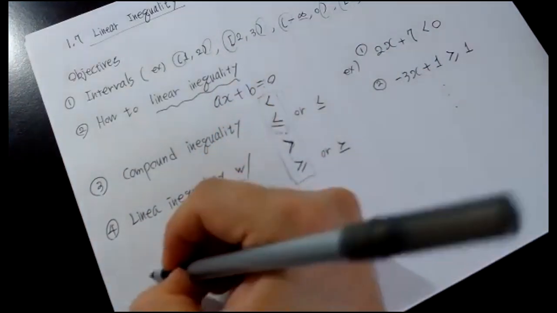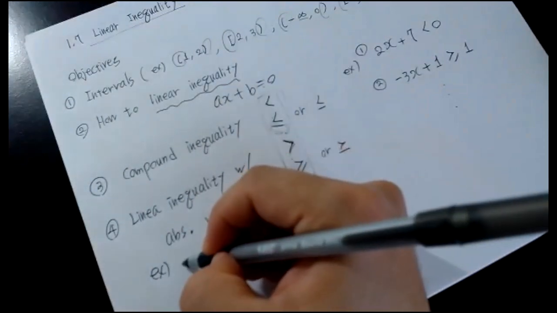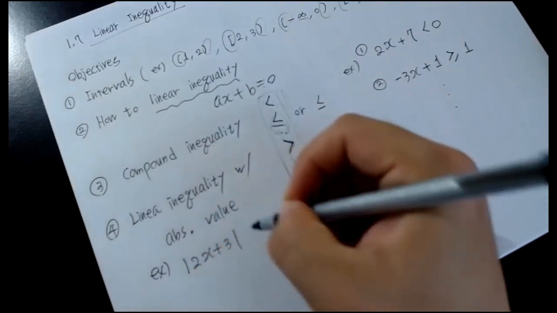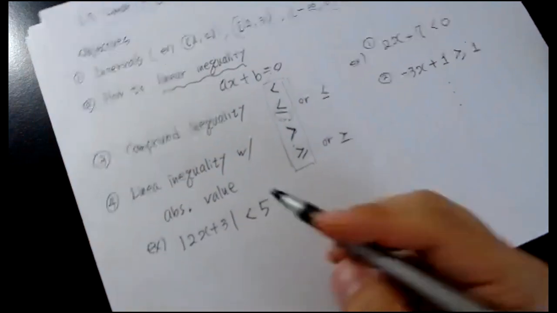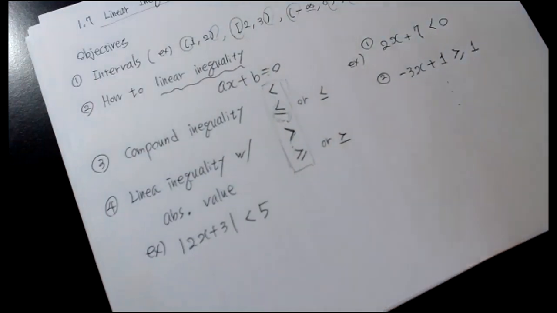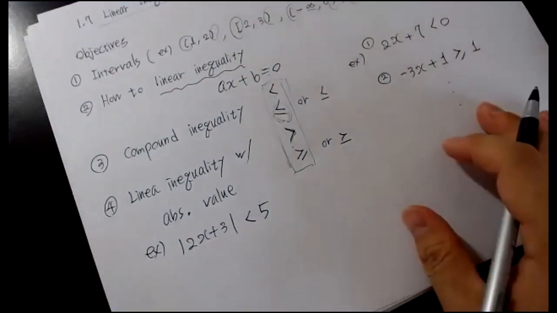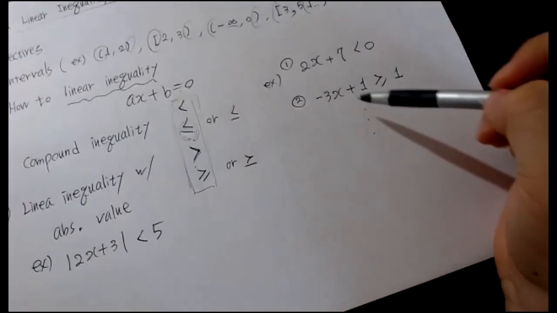So an example is this: the absolute value of 2x plus 3 is less than 5. Something like this. See, the absolute value is involved here, right? Give me a second. Okay, so back to the linear inequality.